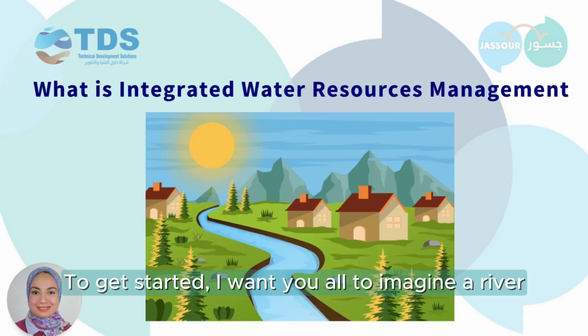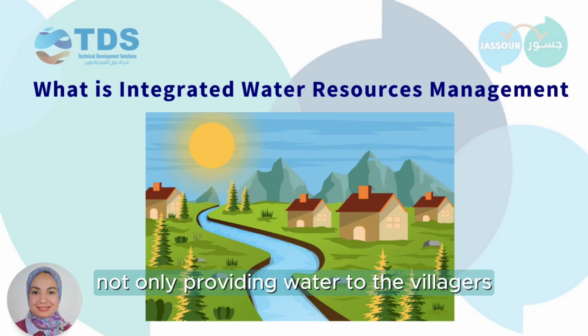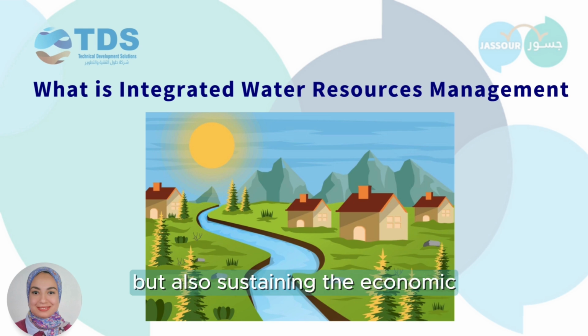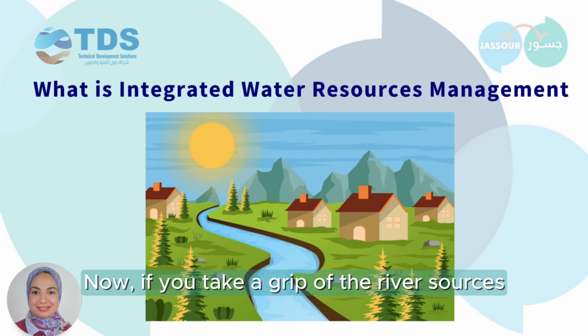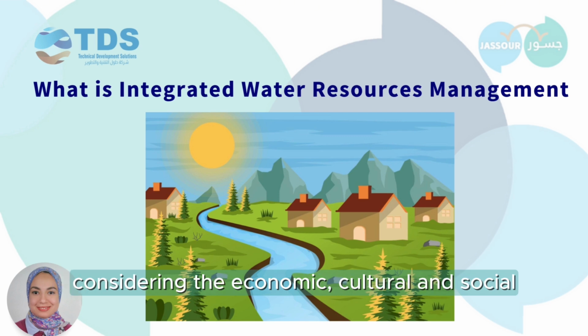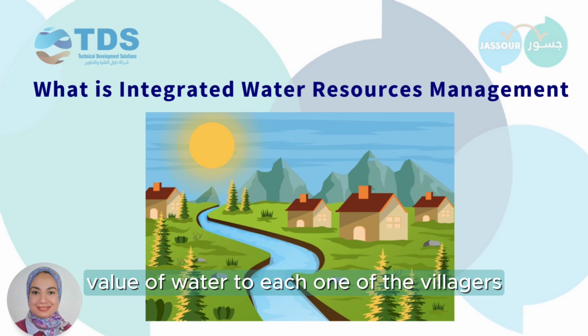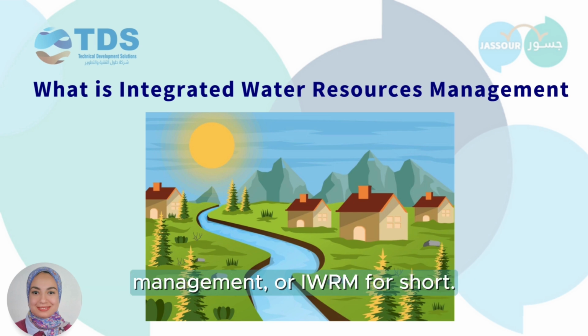To get started, I want you all to imagine a river flowing through a village, not only providing water to the villagers, but also sustaining the economic and social welfare of the villagers. Now, if you take a grip of the river sources and decide to distribute its water to the villagers, considering the economic, cultural, and social value of water to each one of the villagers. This is exactly Integrated Water Resources Management, or IWRM for short.